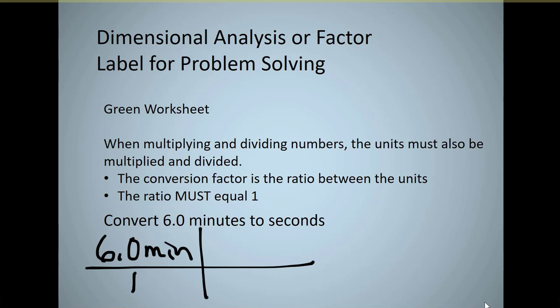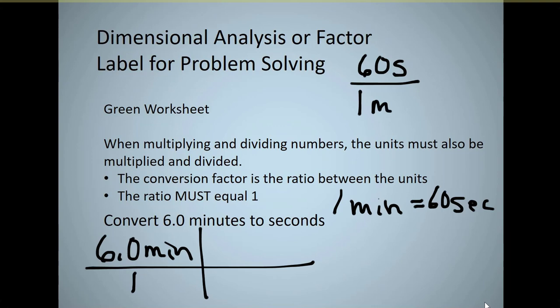So you need to ask yourself the question, how many minutes equal how many seconds? And so this is going to be our conversion factor. I know that 1 minute equals 60 seconds. So there's two ways that I can make a conversion factor out of this. I can say that 60 seconds is equal to 1 minute, or I can say 1 minute is equal to 60 seconds. Both of them are called a conversion factor, and which one you use depends on what you're trying to cancel out. So let's go back to our problem down here.